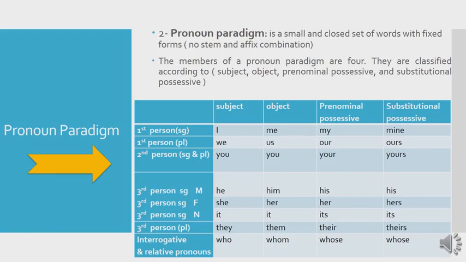Notice that we have first person singular and we have first person plural. So you have to distinguish between the two. In the first person singular, we have I, me, my, mine. In the first person plural, we have we, us, our, ours.